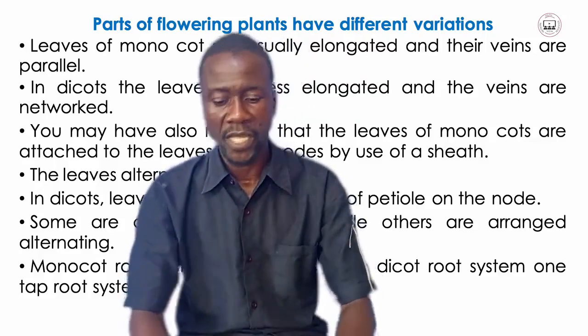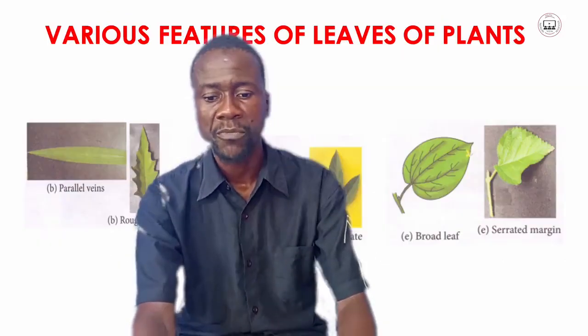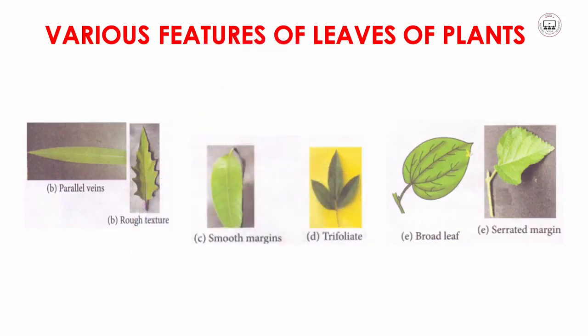Further discussion tells us that we can now see various features in the leaves of plants. This is a display of various features which you can see in different kinds of plant leaves. You can study them properly, and you can also make out their differences as you see them.